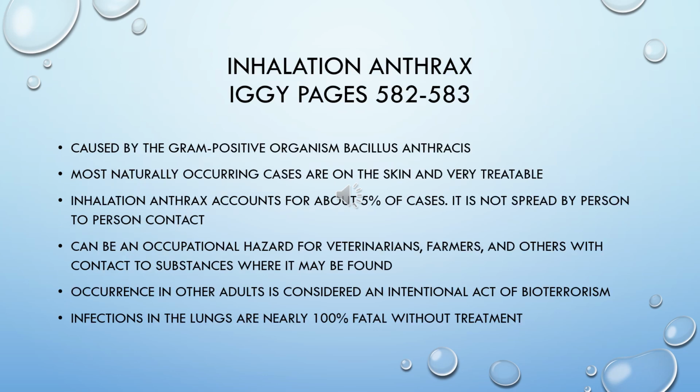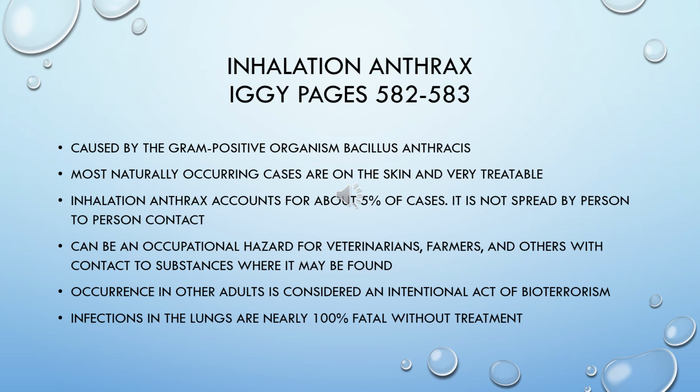Okay, so on these next couple of slides, I just have two on here, and we're going to talk a little bit about inhalation anthrax. And I know this is a topic that Angela also talks about in her class 2243. It is caused by a gram-positive organism known as Bacillus anthracis. It is naturally occurring in the ground, usually in soil. So typically, this is an organism that affects cattle and livestock and things like that. But naturally occurring cases are normally found on the skin, and they are very treatable with just the use of antibiotics.